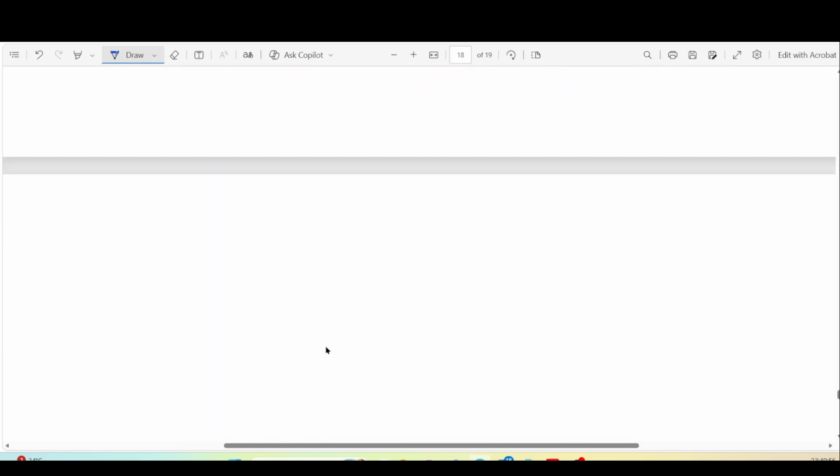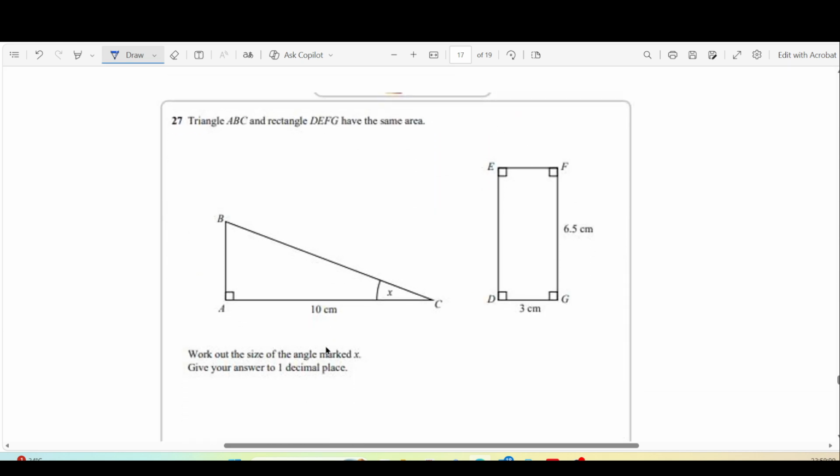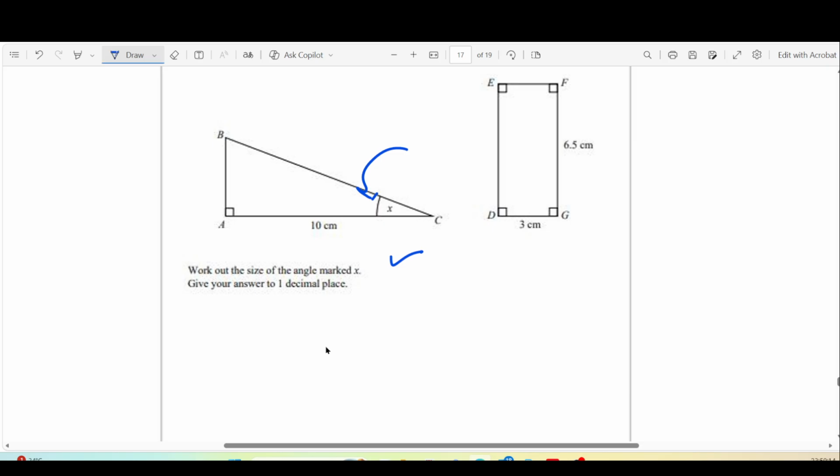Okay, I think this one is the last question. Okay, we are almost done. So a triangle and a rectangle, and they have the same area. This is given. Work out the size of the angle x. So the area of the rectangle formula is length times width, right? So we just multiply these two and we will get 19.5 centimeters square.